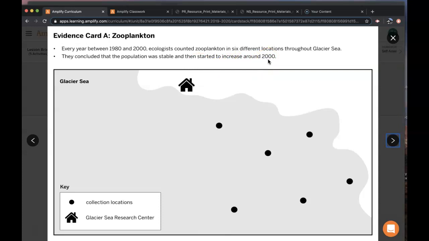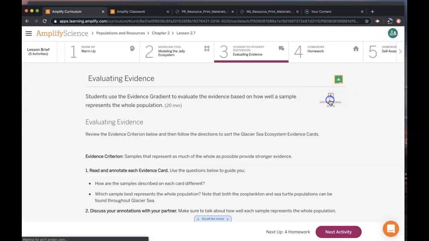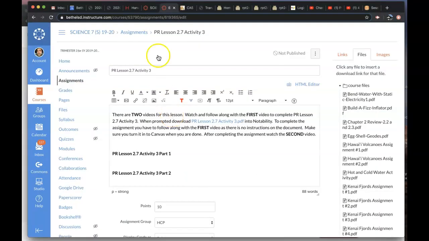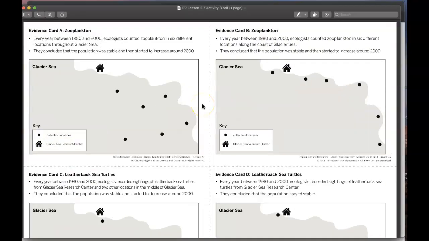So what you're going to be doing is going to be a little bit different than what we've done before. If we were in class right now, I'd be handing you these cards, and I cannot do that in the same way. So you need to really pay attention to what I'm telling you to do right now, because the directions will be slightly different from what you see on the screen here. So what you'll first do is go into Canvas and download the evidence cards into Notability. And the evidence cards will look like this.